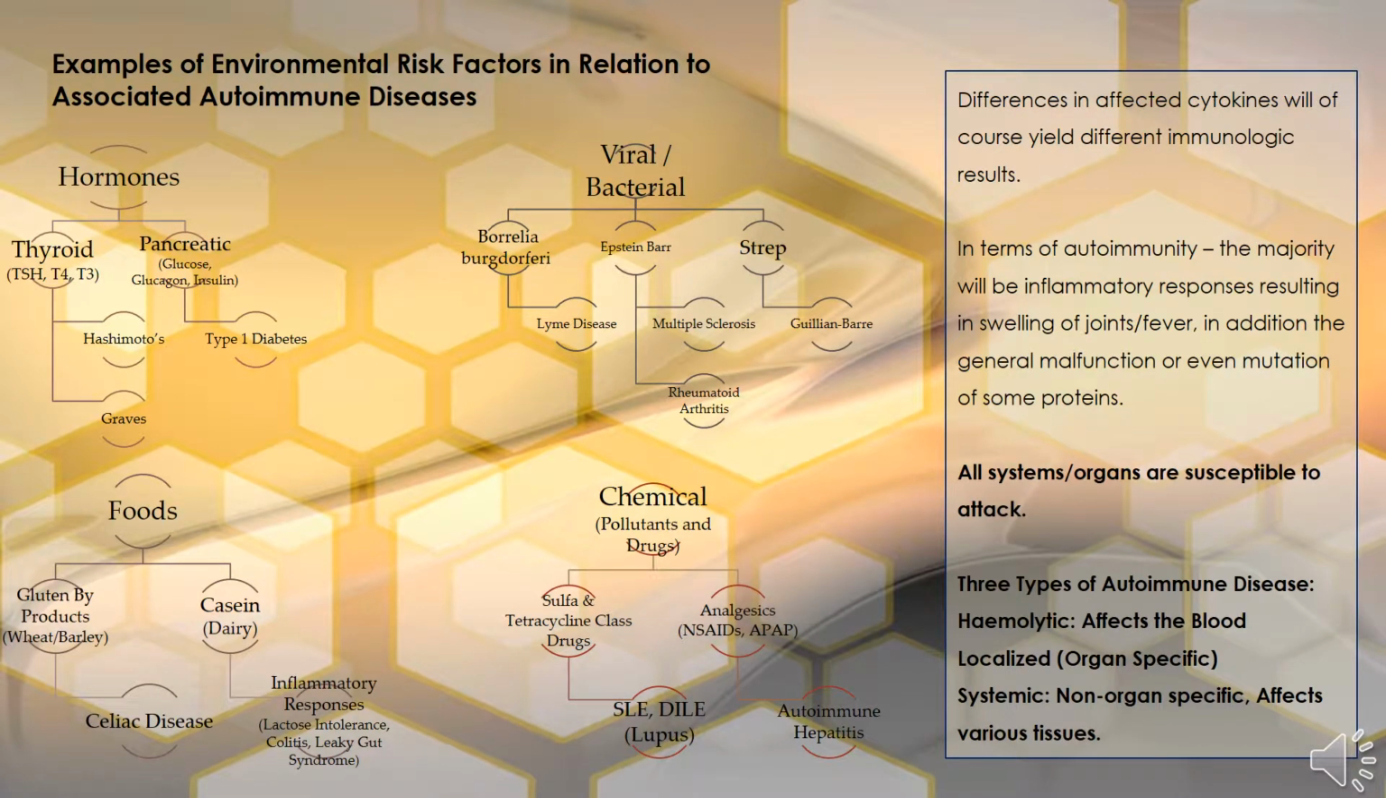Here we just have some examples of environmental risk factors in relation to associated autoimmune diseases. For example, hormones as the risk factor. If it were to affect the thyroid and pancreas, looking at the thyroid, we'd have thyroiditis diseases such as Hashimoto's and Graves'. Affecting the pancreas, we'd potentially get type 1 diabetes.